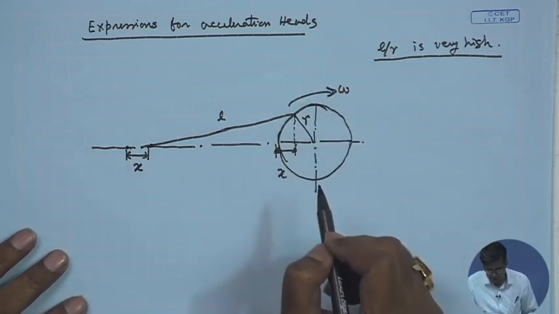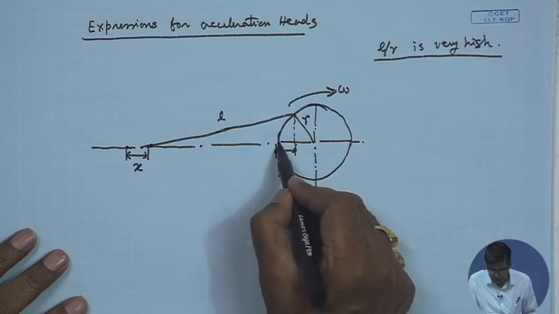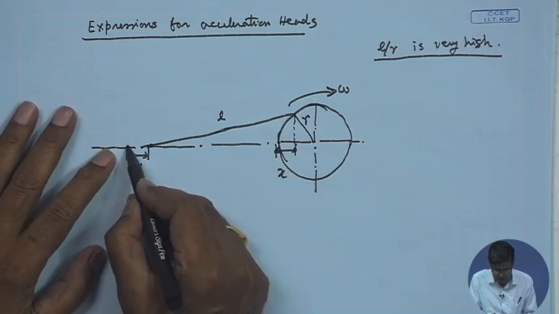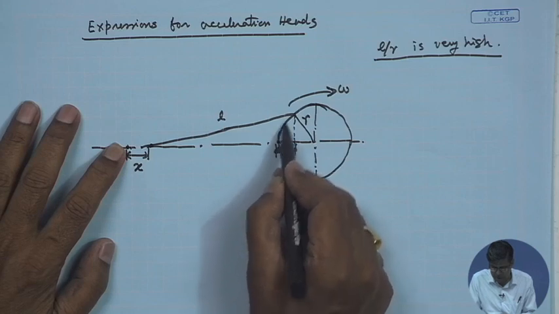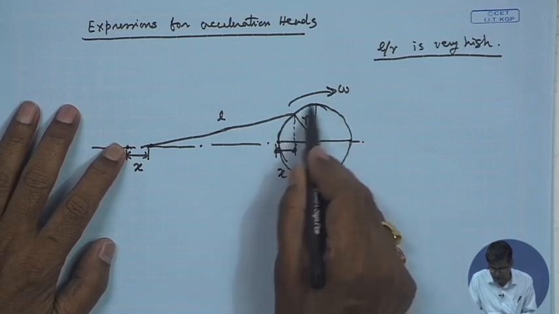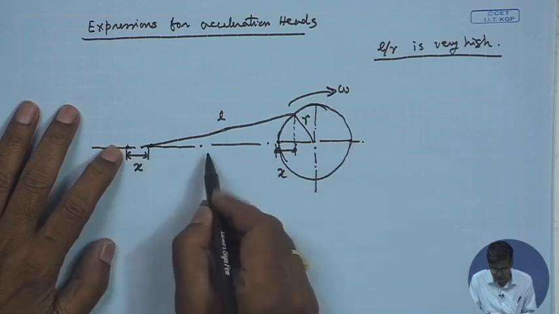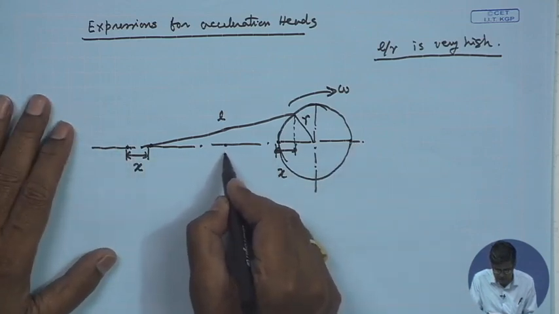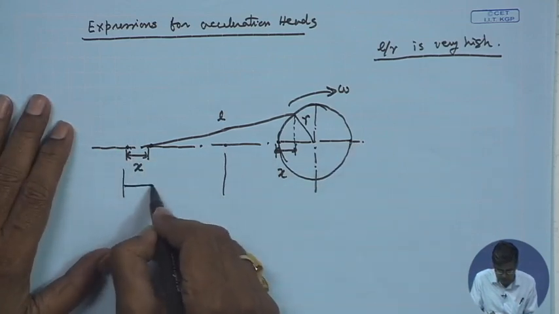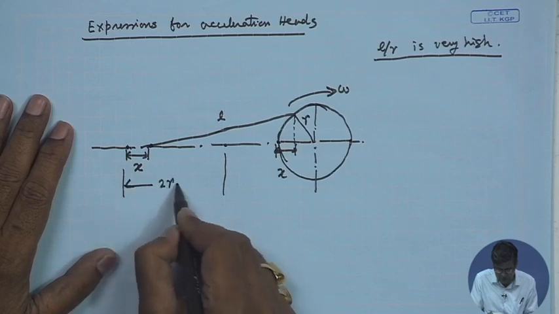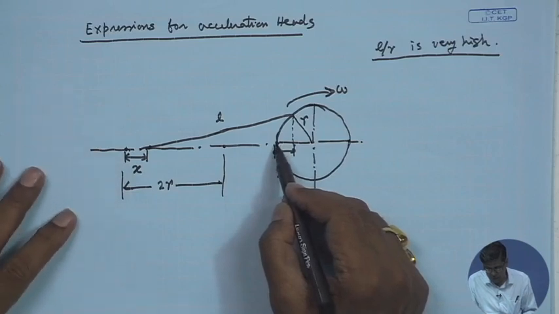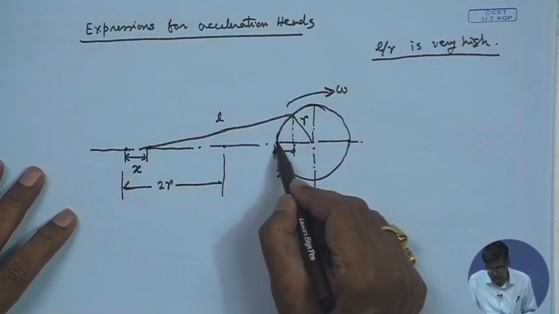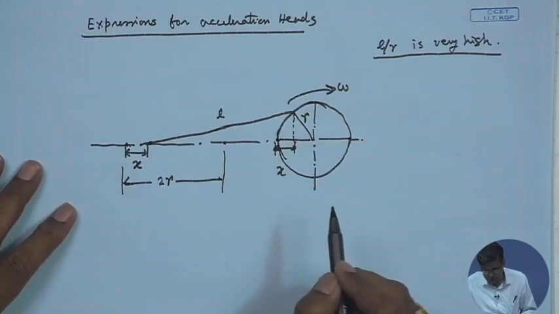Let us consider the rotation at some time from the inner dead center position, because this is the inner dead center position when the piston is here, when the crank is here. When the crank goes here, that means 180-degree rotation, then it goes to the outer dead center. The outer dead to inner dead position is 2r, and this is known as one stroke. One stroke is completed when the crank moves from 0 degree to 180 degree.